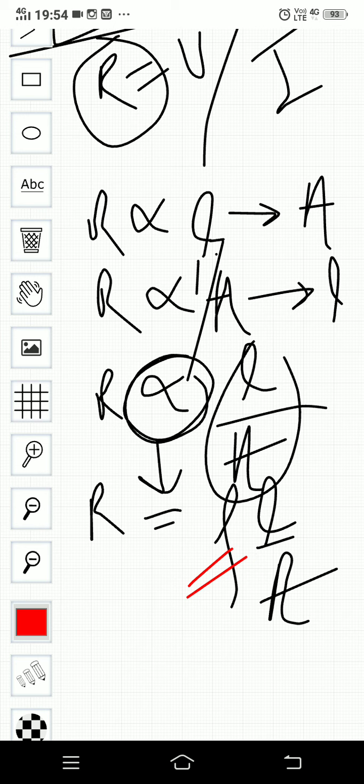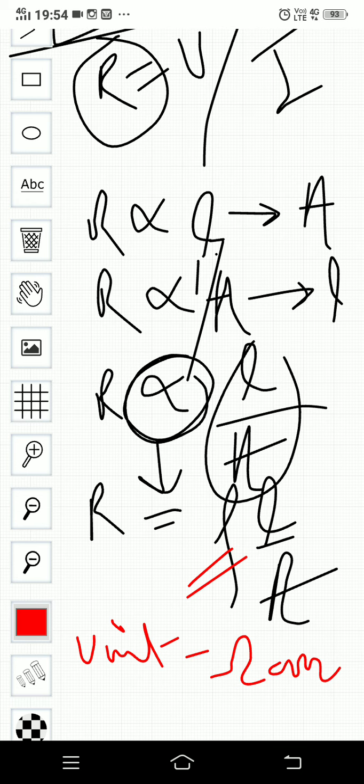Now what is the unit of rho? Since it is specific resistance, the unit of resistance we know is ohm, and since it includes L by A, it is ohm centimeter. Okay, the unit is ohm centimeter.